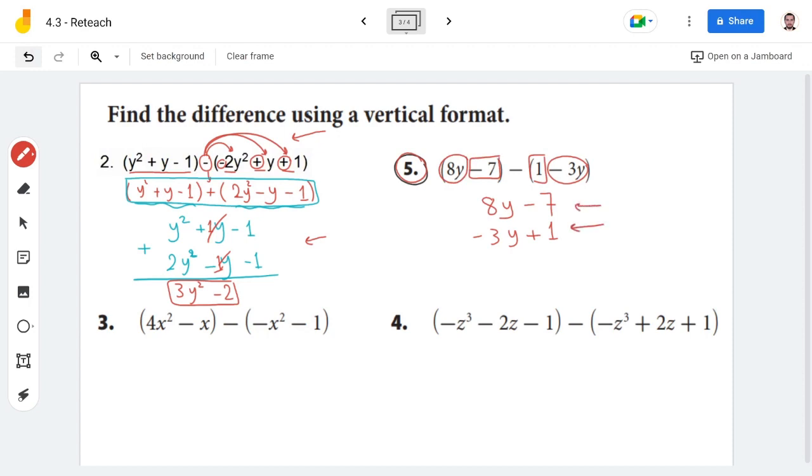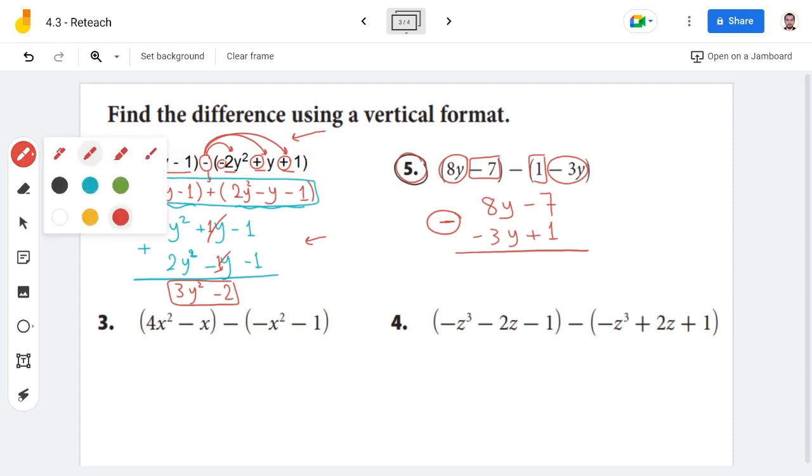Okay, now don't put positive, you put here negative. Okay, now start subtracting the numbers together. So now 8y minus negative 3. Okay, 8 minus negative 3. Minus with negative will become what? Positive. So 8 minus negative 3 means 8 plus 3, which is equal to 11y.